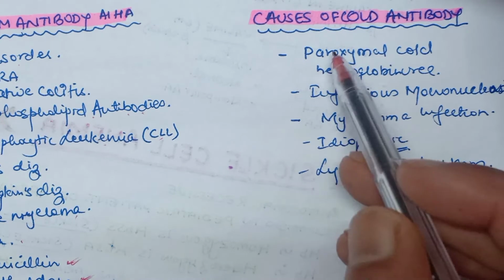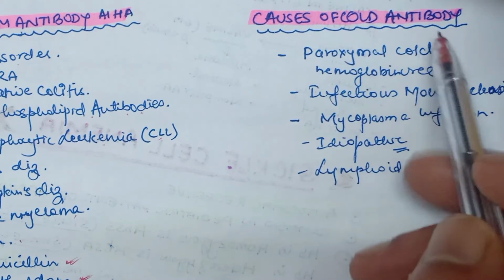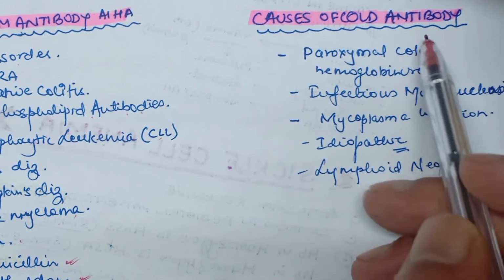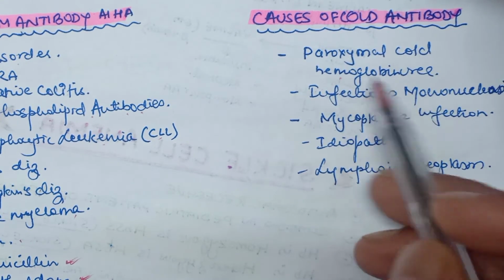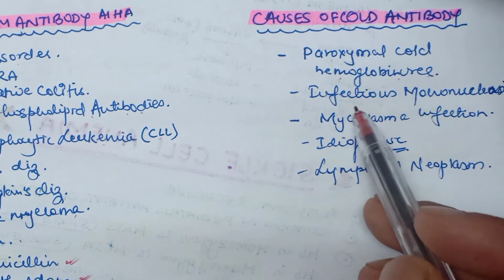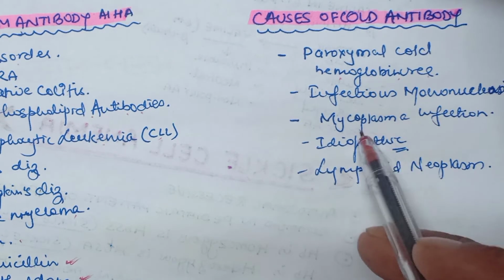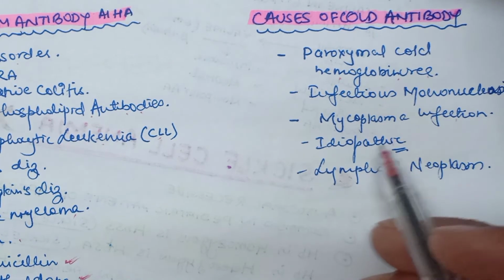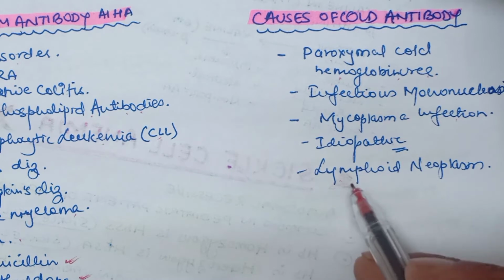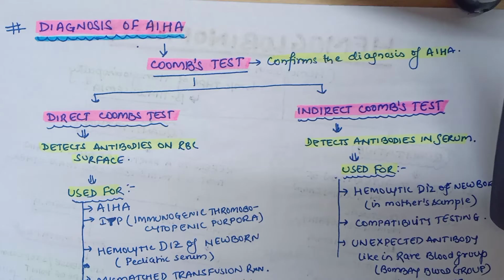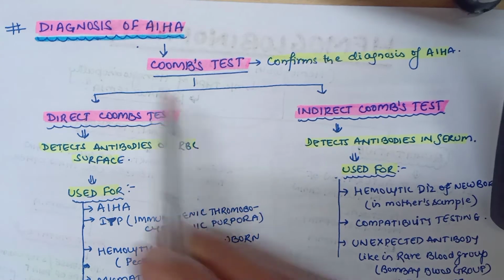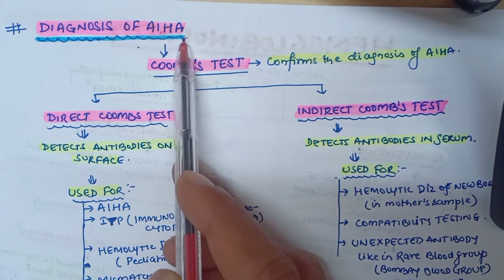Now causes of cold antibody autoimmune hemolytic anemia. It is most commonly seen in paroxysmal cold hemoglobinuria and infectious mononucleosis, mycoplasma infection. It can be idiopathic and lymphoid neoplasm. Now we'll talk about the diagnosis of autoimmune hemolytic anemia.